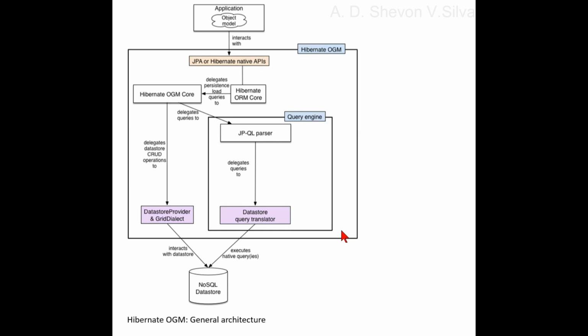Hibernate OGM works best in a JTA environment. The easiest solution is to deploy it on a Java EE container. Alternatively, you can use a standalone JTA transaction manager.